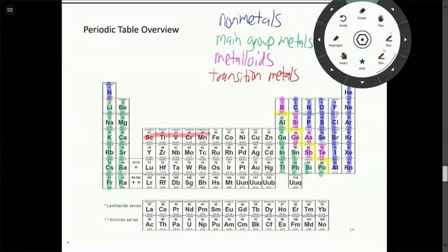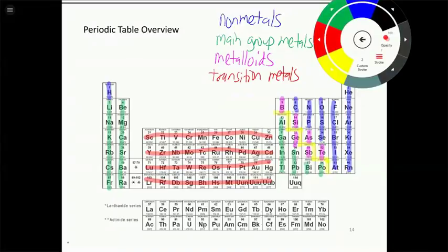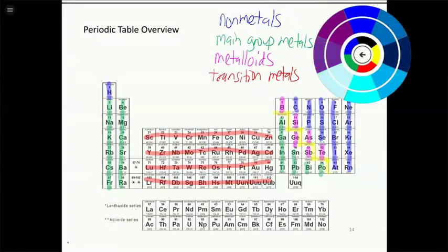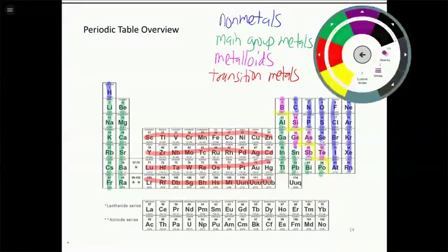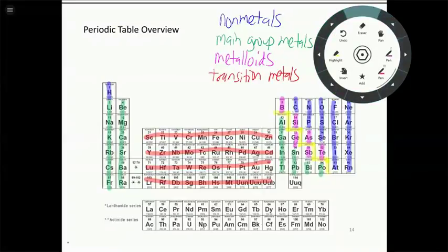So these 10 columns here with these 3 or so rows, 3 to 4 rows, those are all considered transition metals. So they're metals, they're on the left side, but they're in the middle of the periodic table. They're called transition metals. And then finally, the last one, one more unique color here. These ones down here, the F block, we call the inner transition metals.